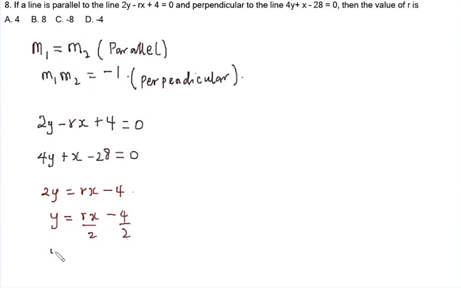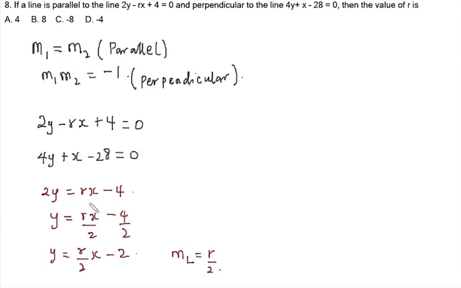So this is y is equal to r over 2 x minus 2. So we have our slope. Now remember that the line that we are looking for has an equivalent slope to this line. So let's call it m_L is equal to r over 2. So we know the slope of the line that we are looking for.